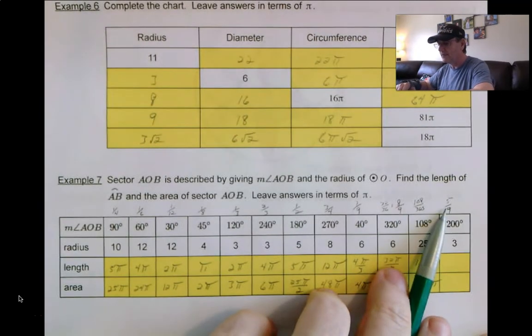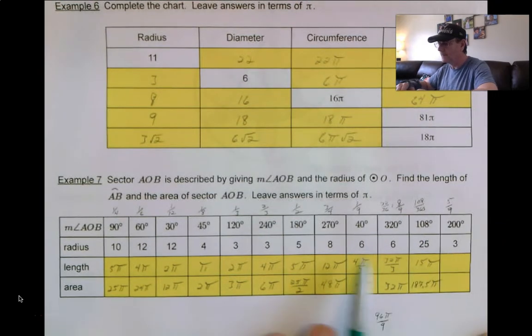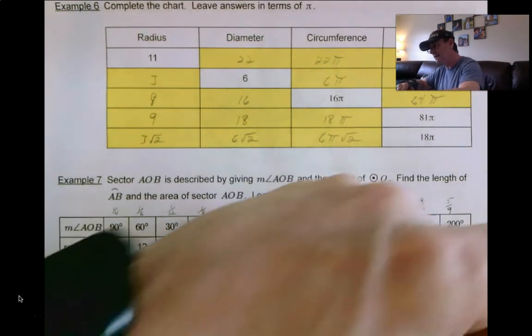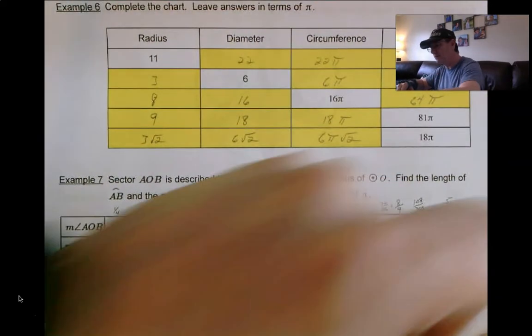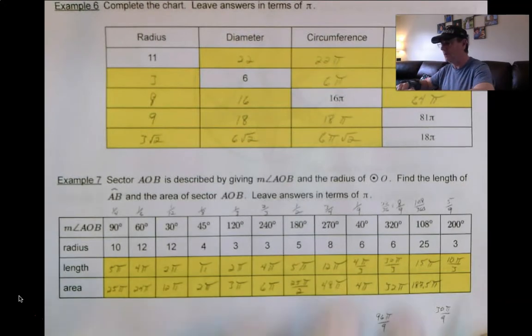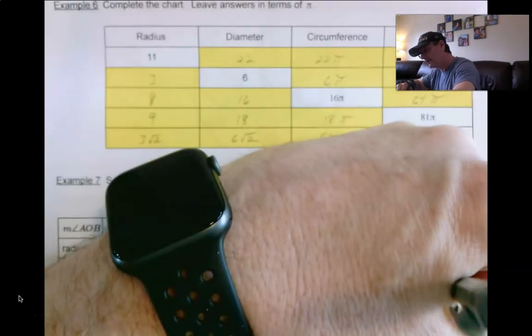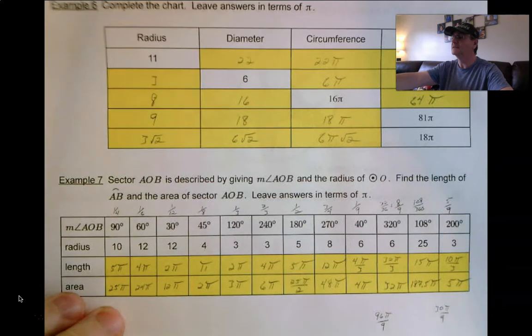Here we have 5/9. No, I can't go back to that one. Well, I could adapt, but the circumference is 6 pi. 6 pi is 30 pi over 9. That reduces down to 10 pi over 3. The area is 9 pi times 5/9, which is 5 pi. That was example 7. Example 8.